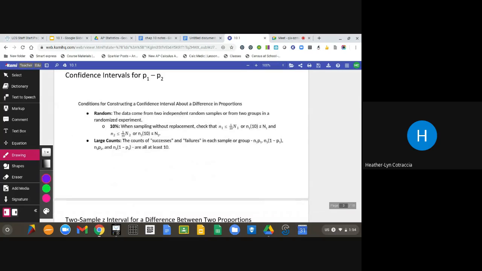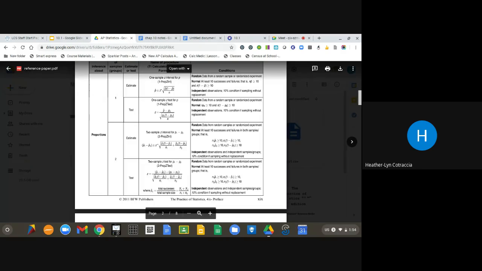Okay, so for confidence intervals, there's your conditions. So we've got random, we've got 10%, we've got large counts. There shouldn't be any surprises. Again, if you're unsure, you would go over to your reference paper. We are in the proportions section, 2 sample this time, estimate. Here's going to be the name. Here's your formula you're going to use, and then there's your conditions.